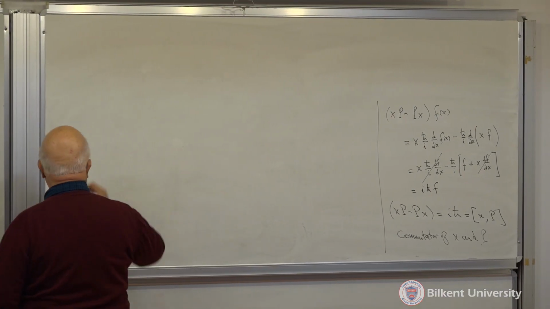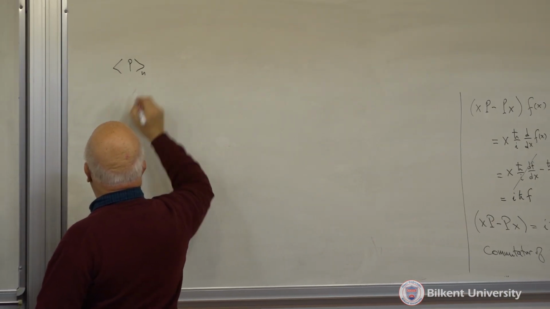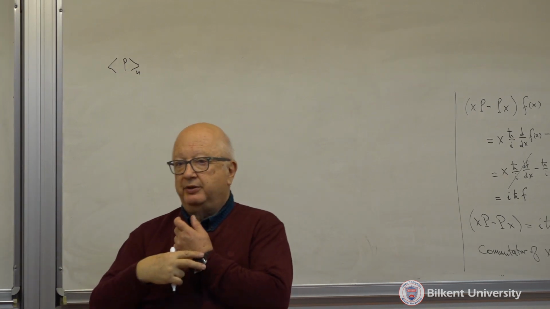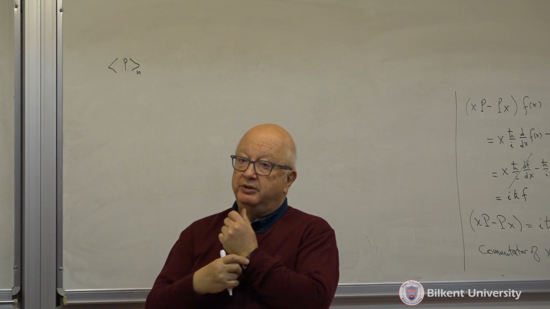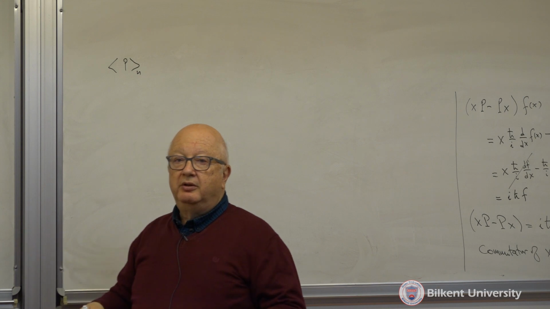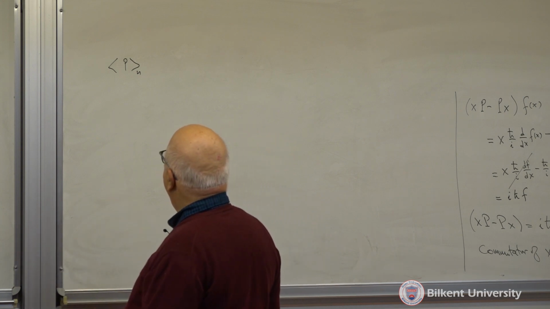Okay, so let's see what the average value of the momentum is in an nth state. What do we expect to get? 0, right? This is an eigenstate of the operator. It just sits wherever it is. It's not moving around. So that's what I have.